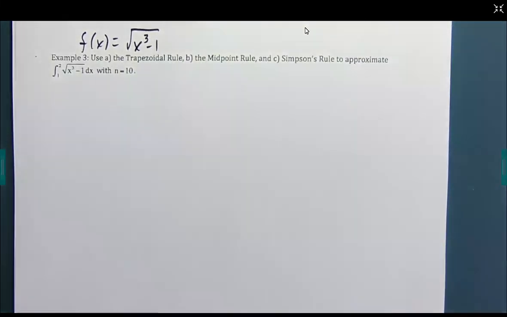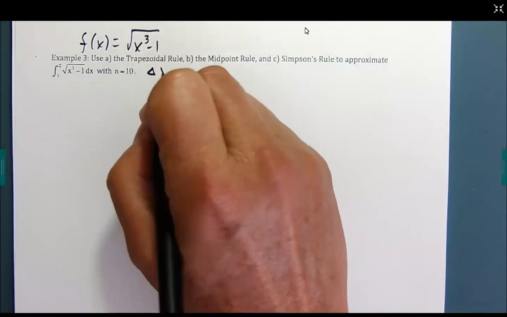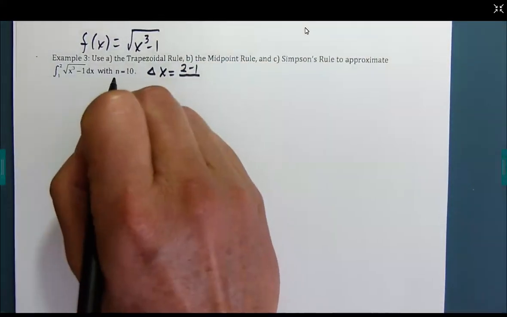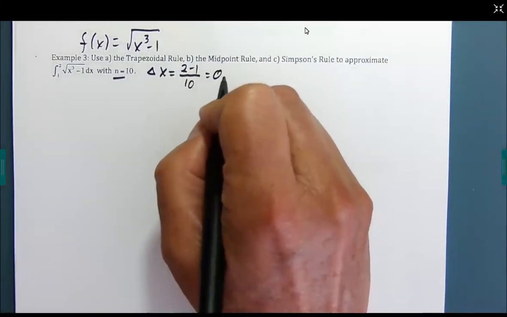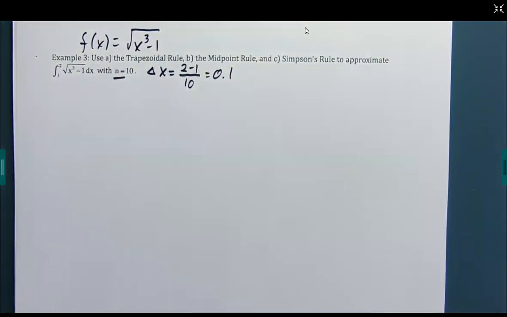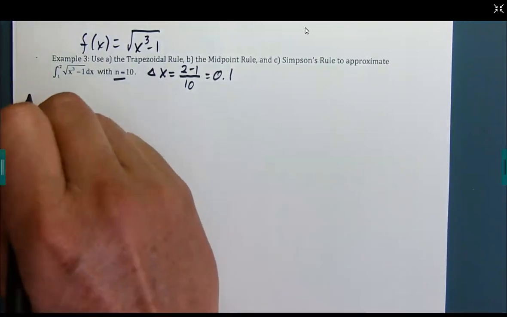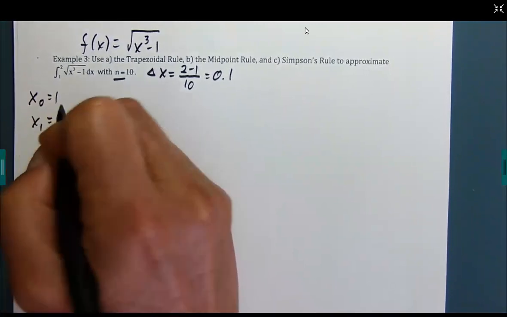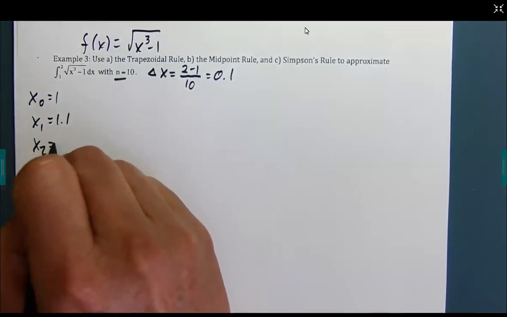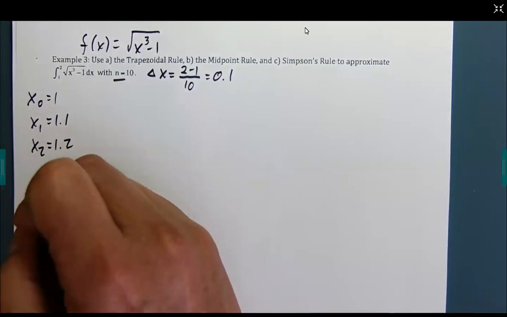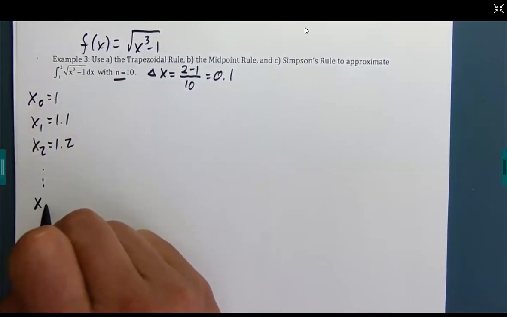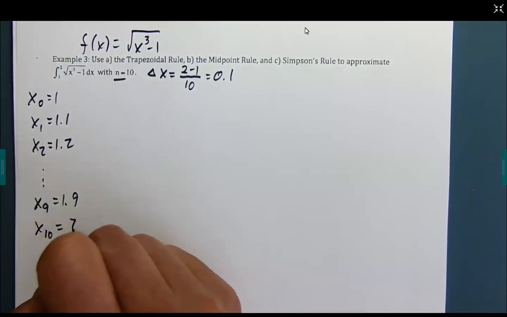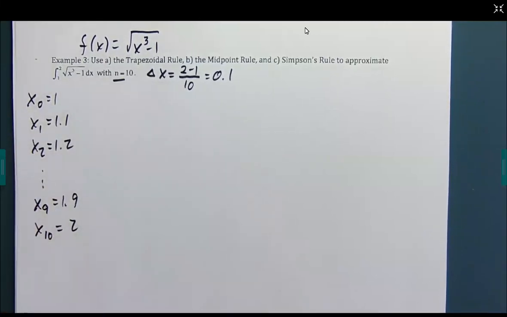And let's get our delta x. 2 minus 1, and n is 10 in this case. So that's 0.1. That's our delta x. And we have x naught is 1, x sub 1 is 1.1, x sub 2 is 1.2, and so on. So here are our node points.